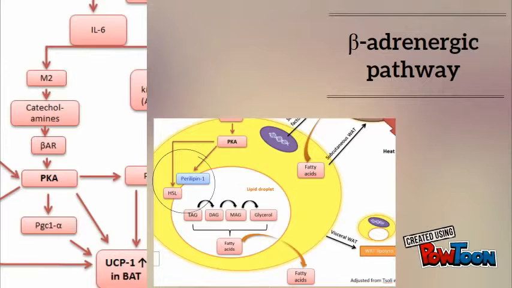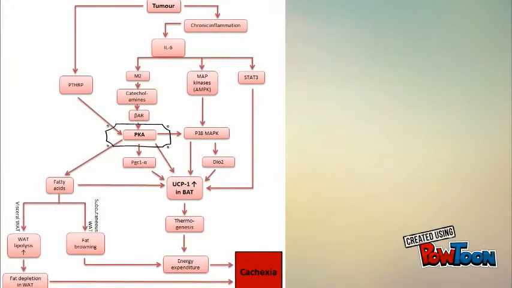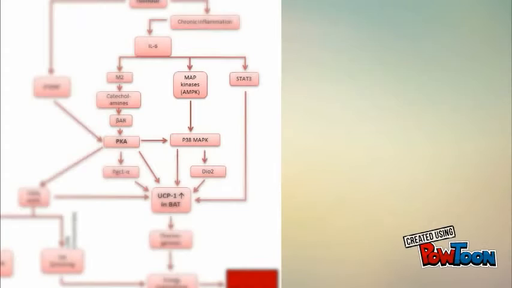Unphosphorylated perilipin A covers triglyceride droplets, but when it is phosphorylated, it dissociates and the droplets become available for HSL and WAT lipolysis is enhanced. PKA also activates protein expression of UCP1 via PGC1-alpha. Furthermore, PKA is involved in the activation of the MAPK p38 pathway that leads to increased UCP1 expression. This pathway is also activated by interleukin-6 via AMPK.